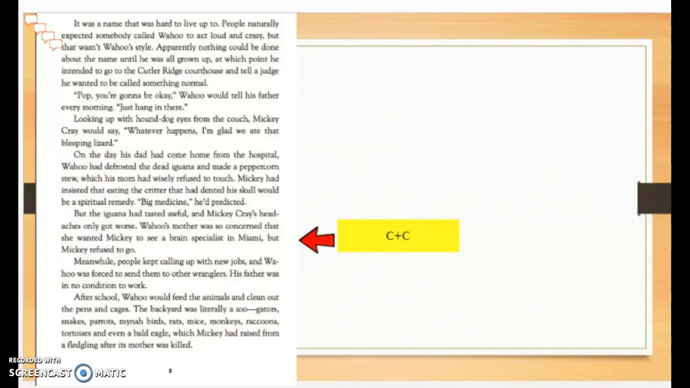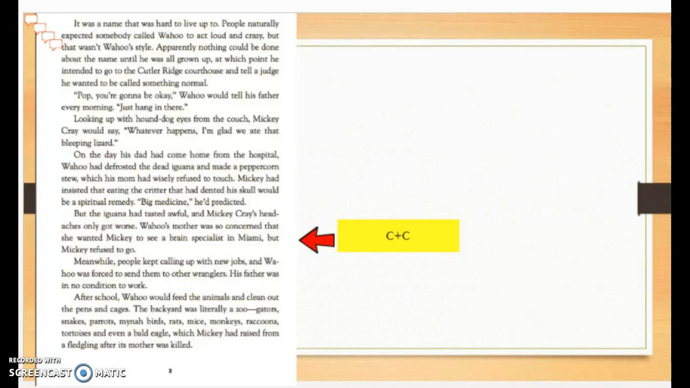I'll stop here again, because I've noticed a character acting in a way that surprised me. When the author shows us a character doing something that contradicts what we would expect, we need to stop and consider what's happening. So earlier, Mickey seemed like he was interested in taking care of himself, but now he refuses to go see a brain specialist, which could help him.